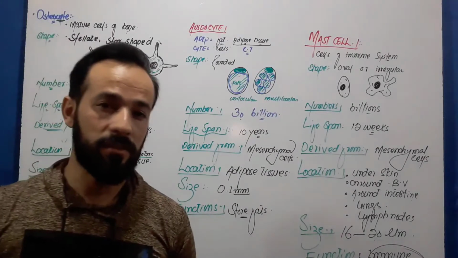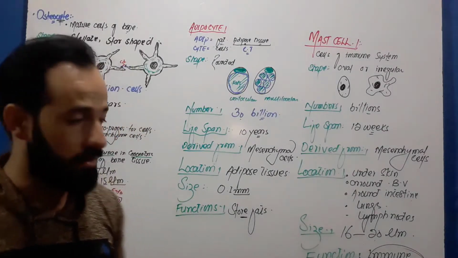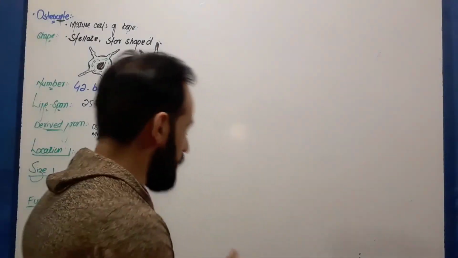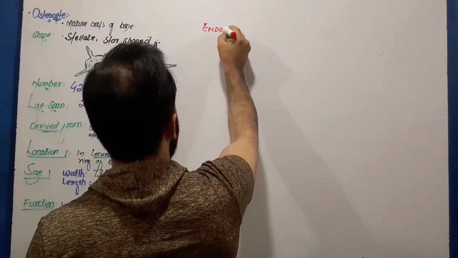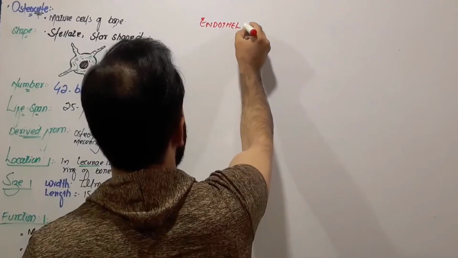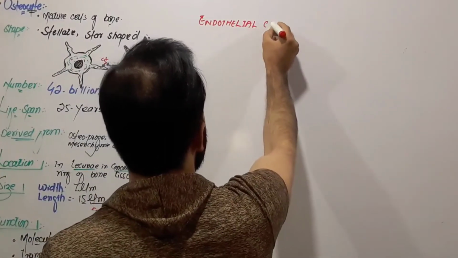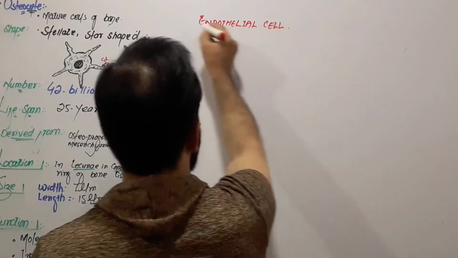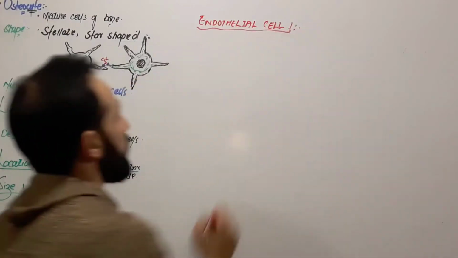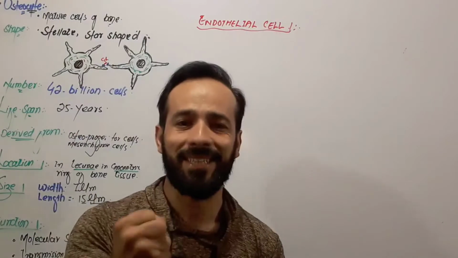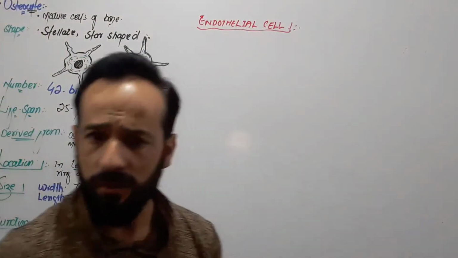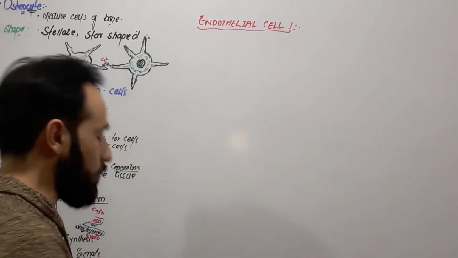Those are endothelial cells and the pericytes. Okay friends, welcome back. Let us discuss endothelial cells. Endothelial cells are also cells of the connective tissue. Why? Because they are derived from the mesenchyme. That's why we say that they are cells of the connective tissue. So that is the important point.